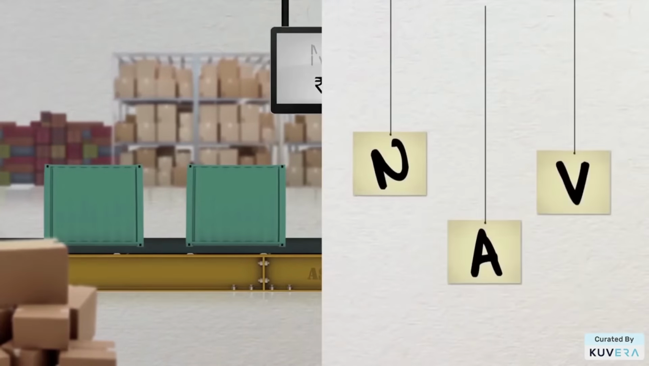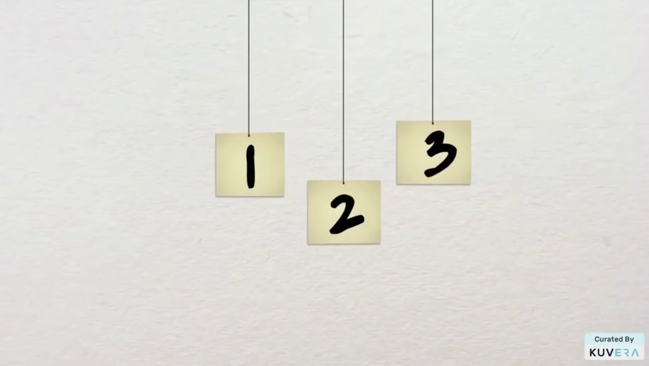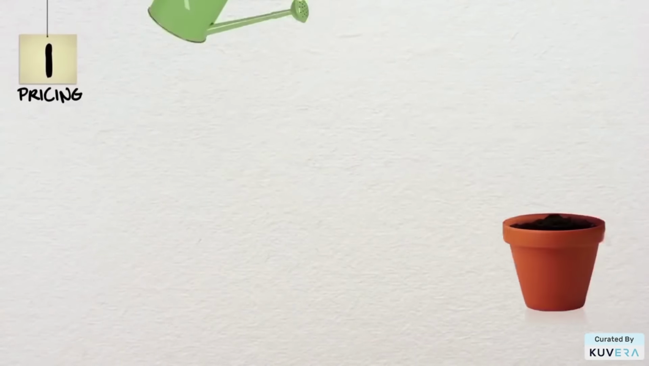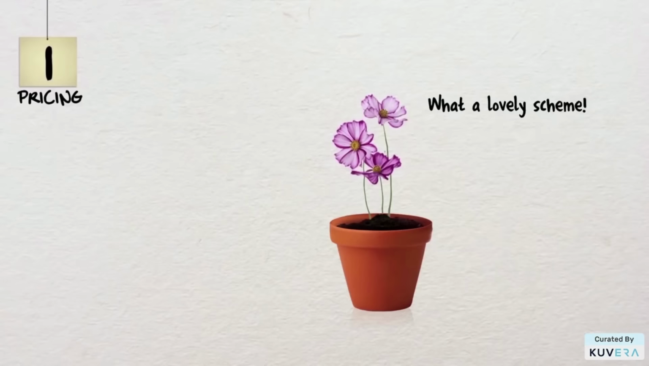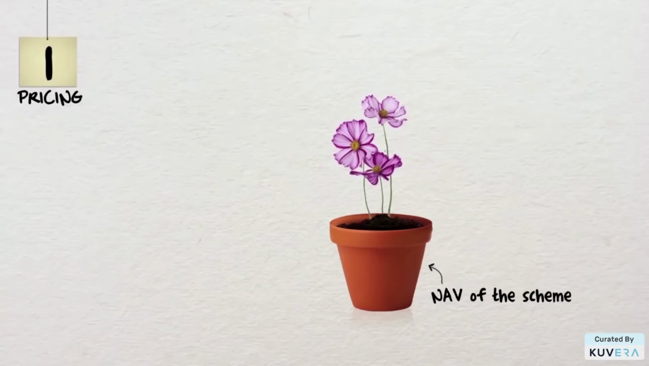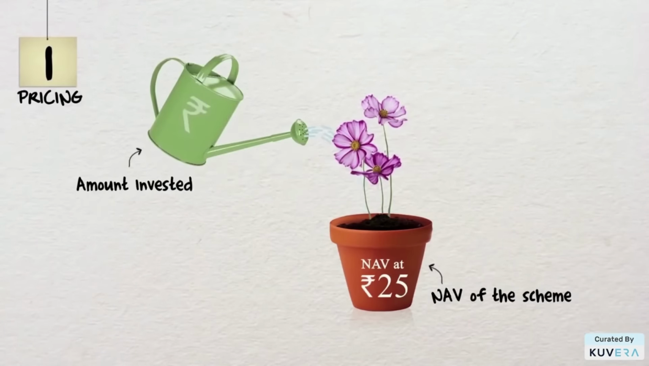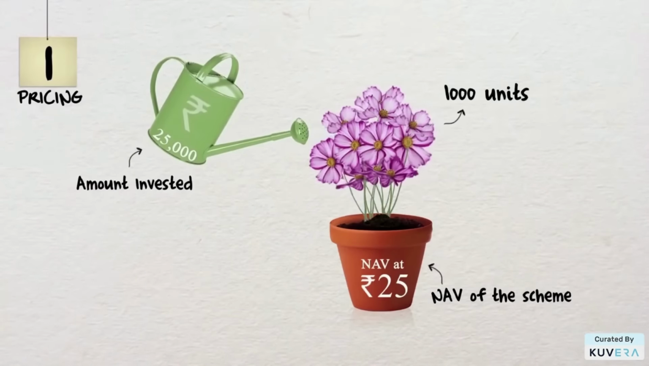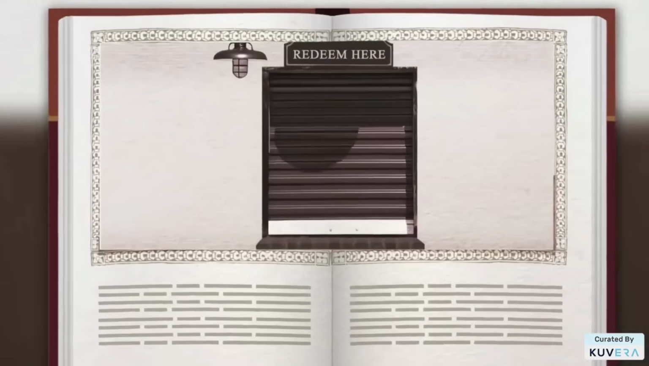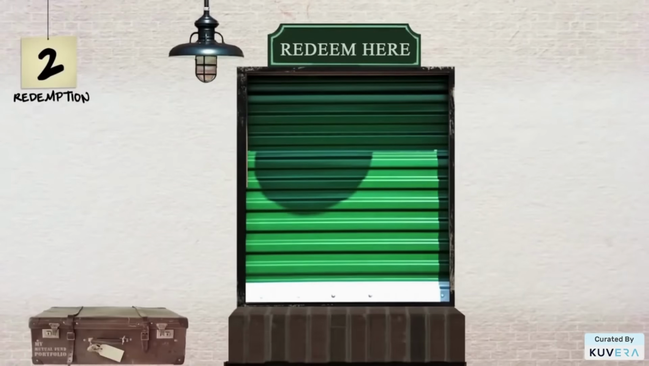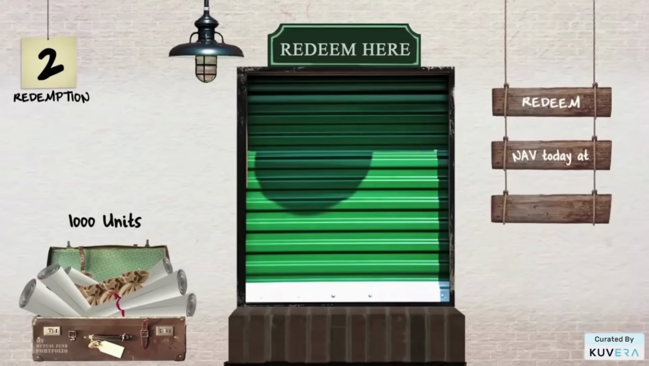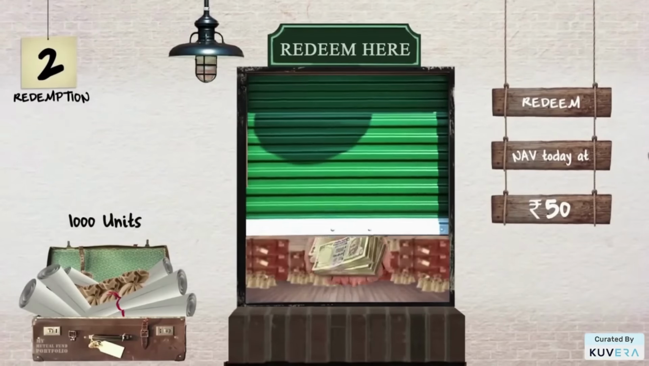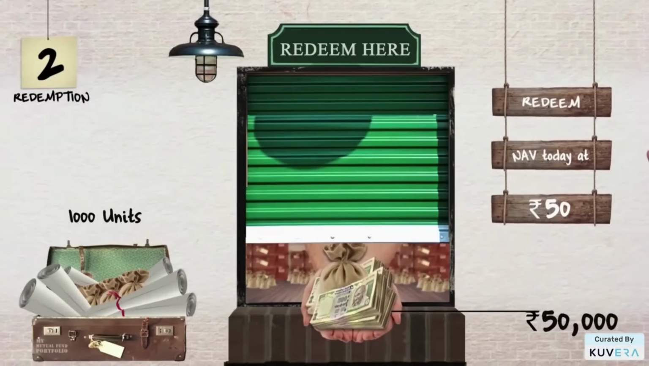Now, why is this number important? Well, for 3 reasons. When an investor invests in a scheme, it helps to calculate how many units he can buy. So if the NAV of the scheme is rupees 25 and the amount being invested is rupees 25,000, the investor will receive 1,000 units. Correspondingly, when you redeem your investments, meaning when you take your money out of the scheme, if the applicable NAV per unit of the scheme at that time is rupees 50, you will receive rupees 50,000 for your 1,000 units.